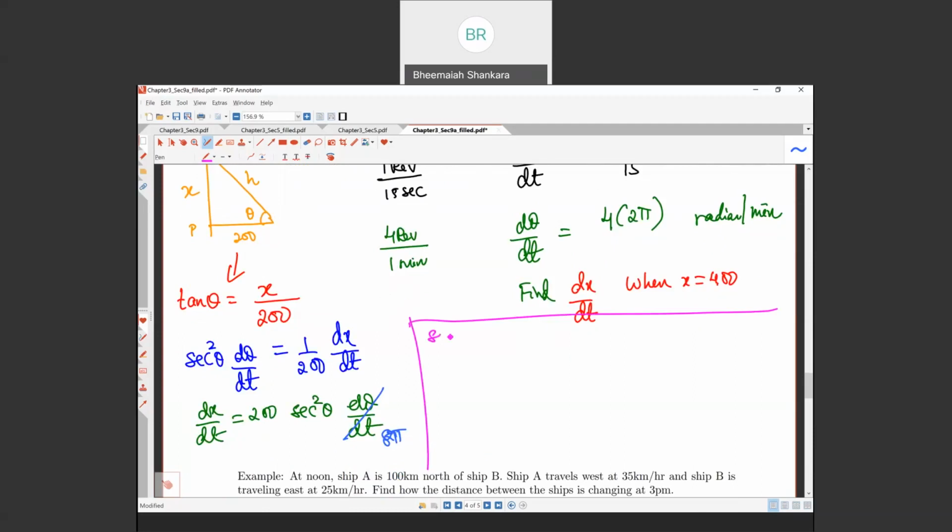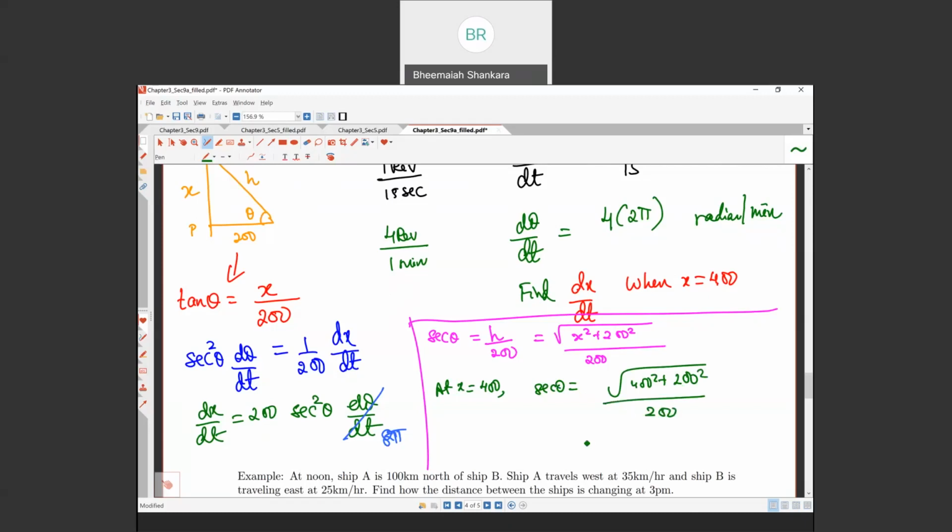We know that secant theta from the given right triangle is h over 200. Well, h can be written as the hypotenuse of the right triangle, the square root of x squared plus 200 squared, the sum of the squares of the sides, divided by 200. So you want to evaluate this expression at x equal to 400. So secant theta becomes the square root of 400 squared plus 200 squared, divided by 200.